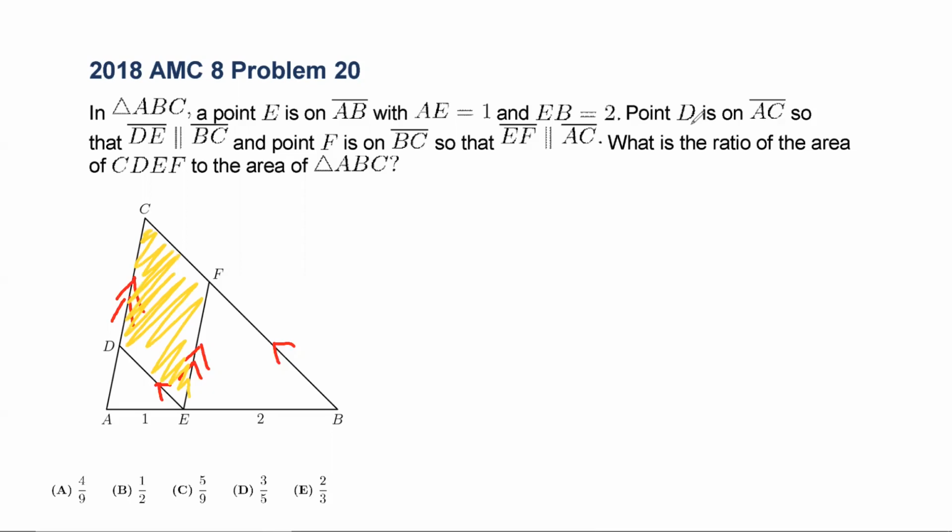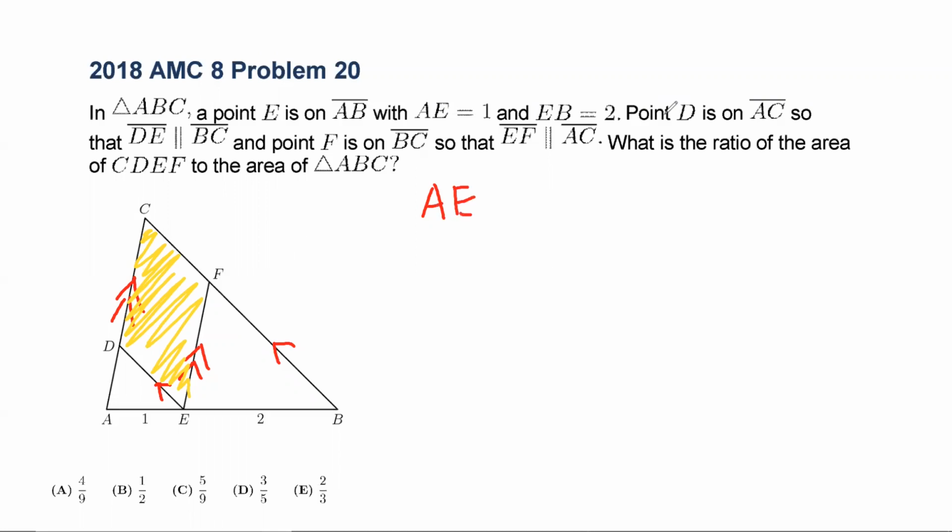Because of these parallel lines, we can use similar triangles. So we know that triangle ADE is similar to triangle ACB, for example. Something that you should memorize is that if two triangles are similar, then the ratio of their areas is equal to the ratio of their side lengths, but squared.